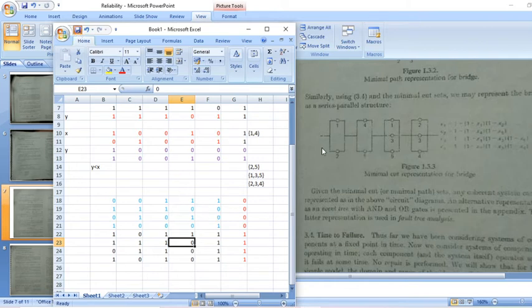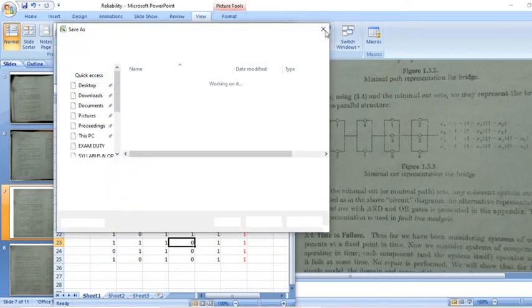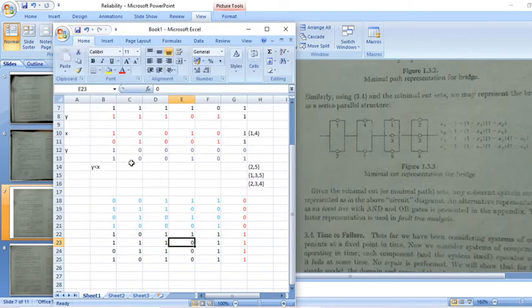Okay, so this is the minimal cut. If at least one of the minimal cuts is functioning, then the system will be in function. So that is the situation.